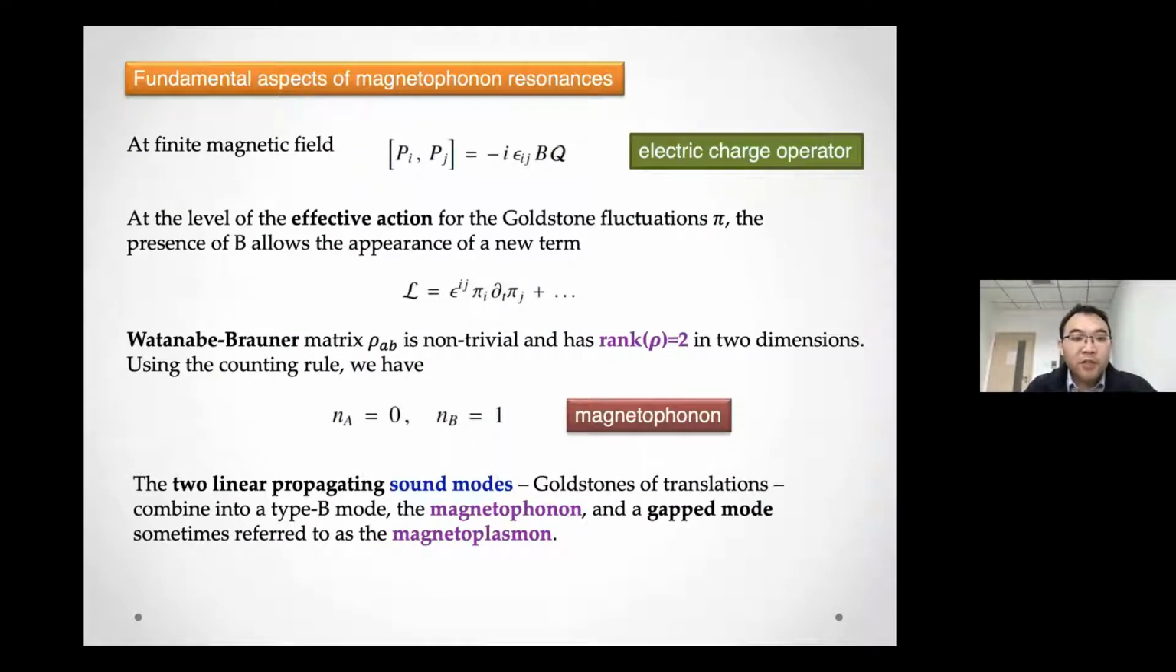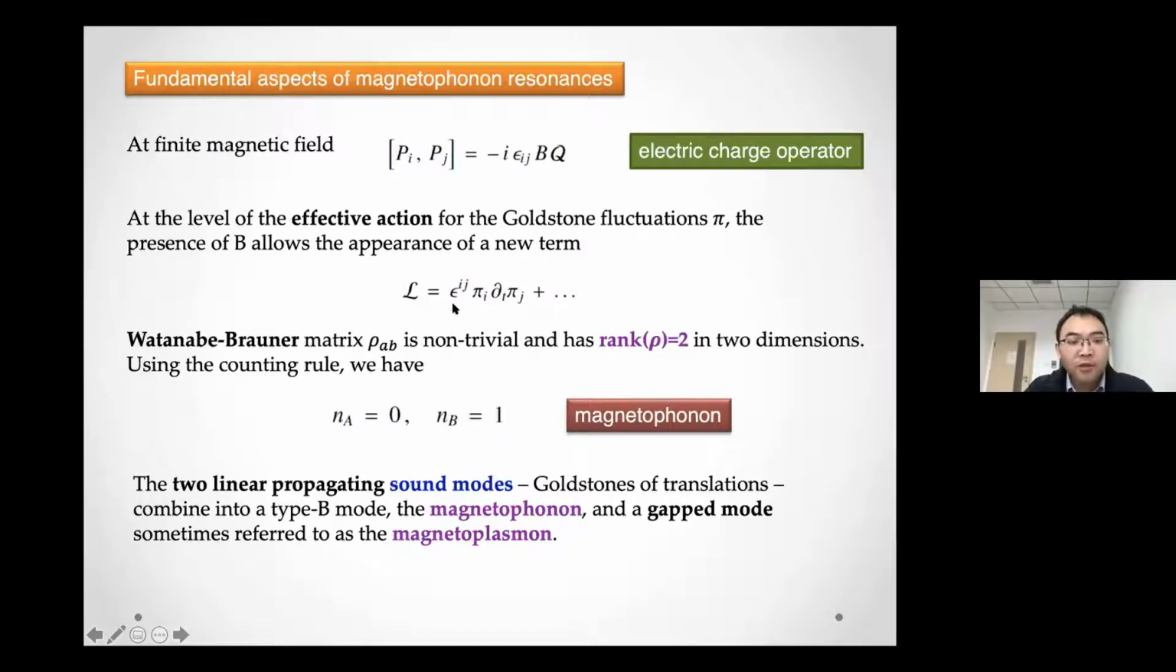So let's first consider some fundamental aspects of magnetophonons. Actually, at a finite magnetic field, the commutator for the momenta is given by this relation. Here, B is the magnetic field, Q is the electric charge. So at the level of the effective action of the Goldstone fluctuations associated with the momenta, the presence of a magnetic field gives a new term to the effective action.